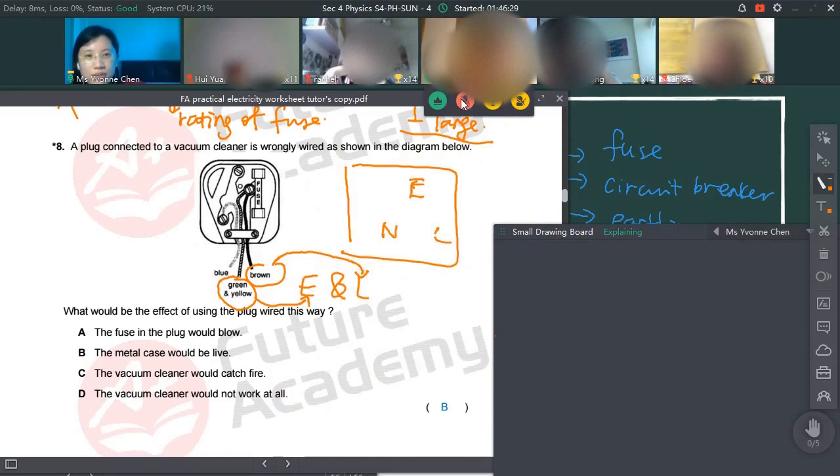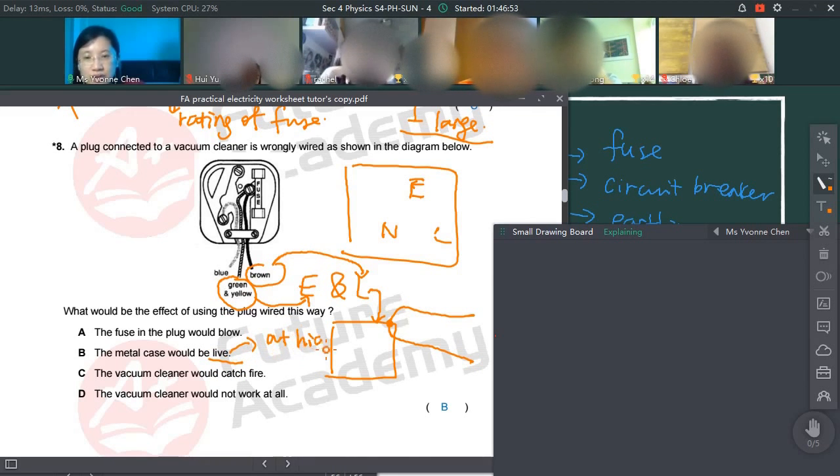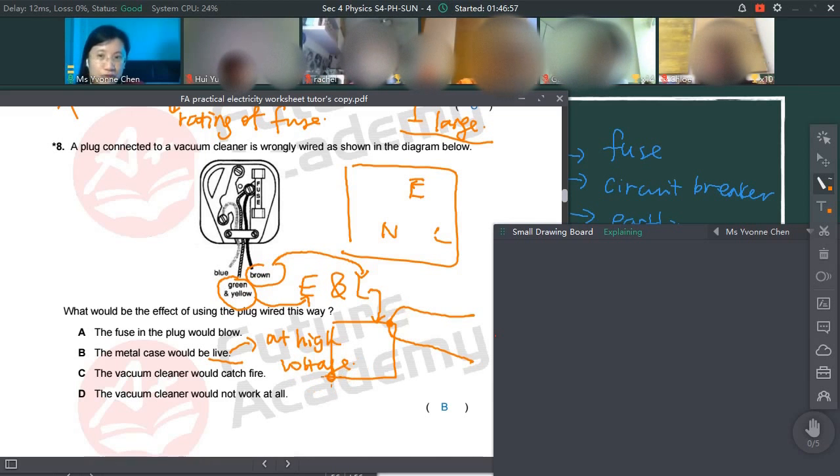So then the question is, if this happened, we can say the metal casing, right? Because the live wire touches the metal casing as well, right? So the earth wire and live wire, both of them will touch the metal casing. So the metal casing will be live. Live actually means it is at high voltage.